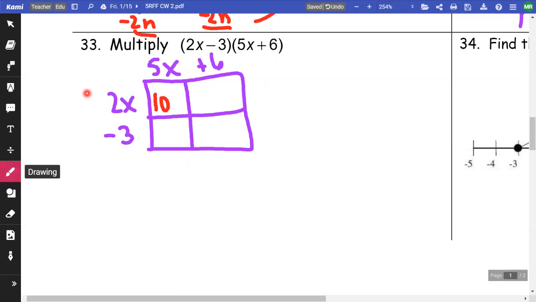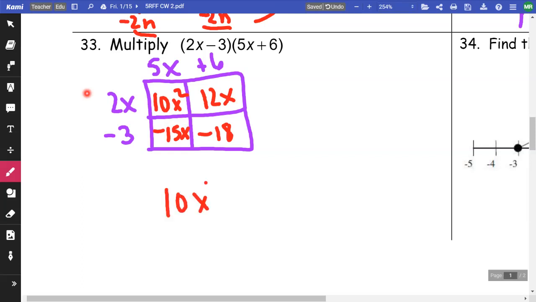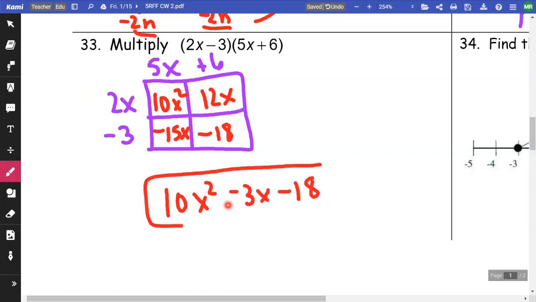So I'm going to get 10x squared, 12x, -15x, and -18. Now I'm going to combine like terms. So I get 10x squared, and then here I have a 12x and a -15x. So that is going to give me -3x minus 18. And that's going to be our answer.